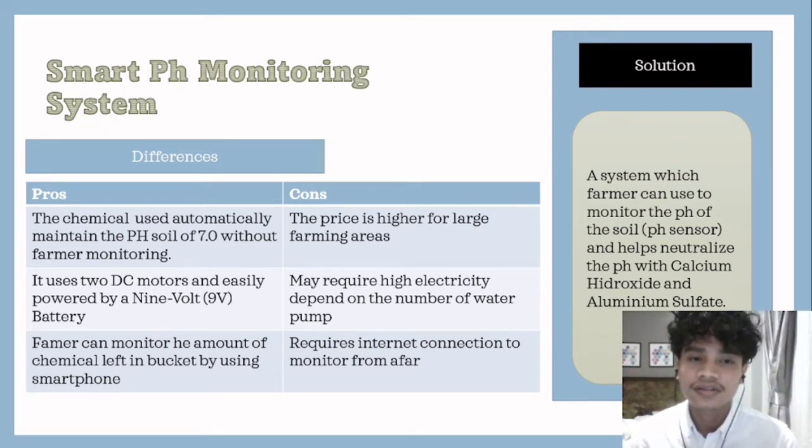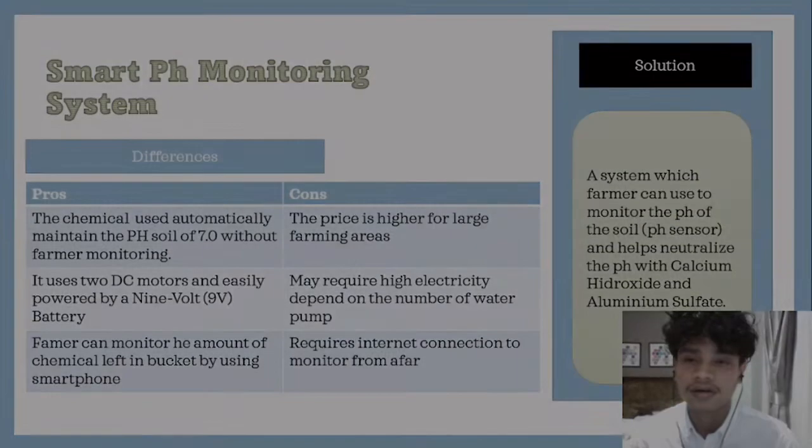The disadvantage of the project is that the price is higher for a larger farming area. The second point is it may require high electricity, depending on the number of water pumps. And the third point is it requires an internet connection to monitor from afar.